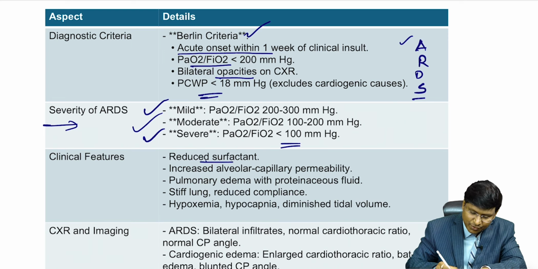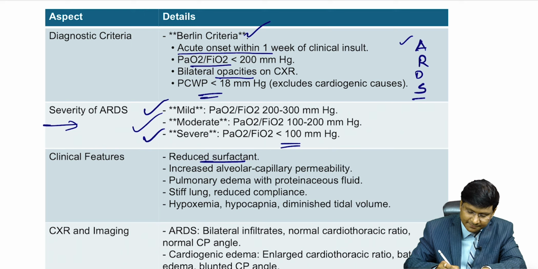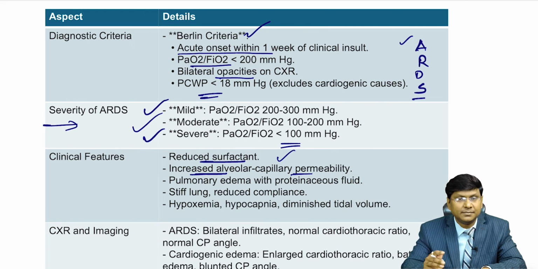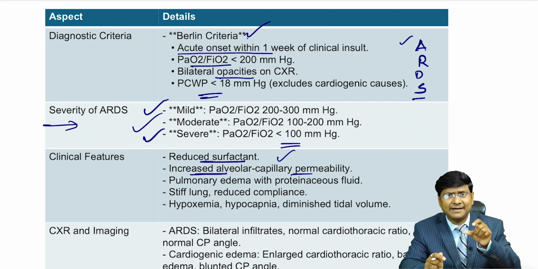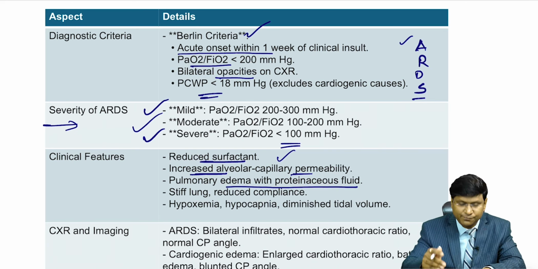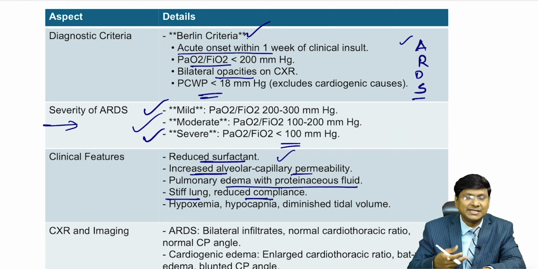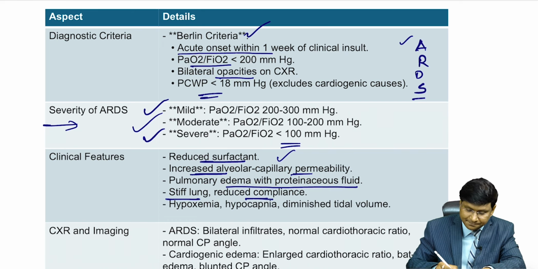So there is reduced surfactant, and in these individuals there will be increased alveolar capillary permeability. So from the pulmonary capillary, the protein-rich pulmonary edema will be entering into the alveoli. So pulmonary edema with proteinaceous fluid, and there will be a stiff lung, due to fibrous tissue accumulation. There is reduced compliance, which is also due to fibrous tissue accumulation.